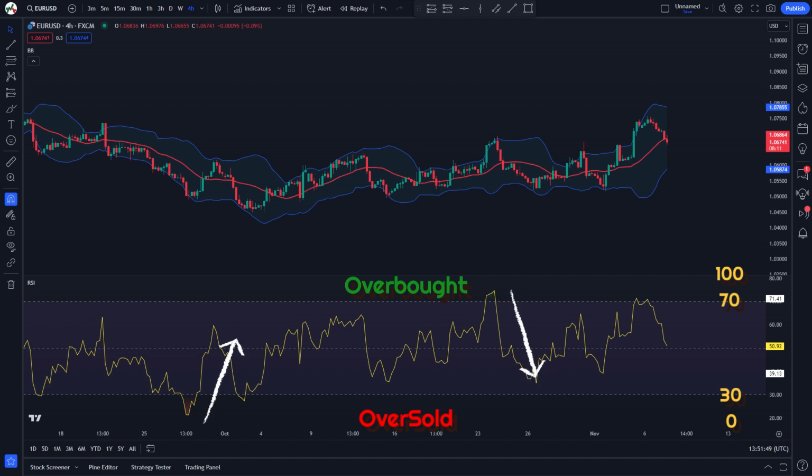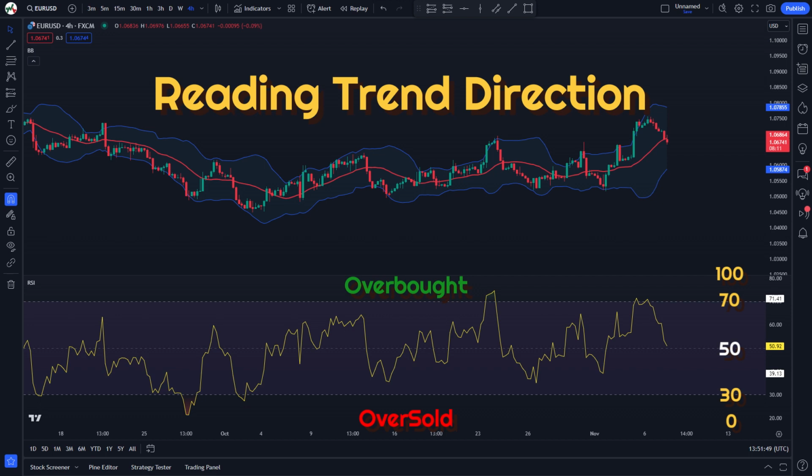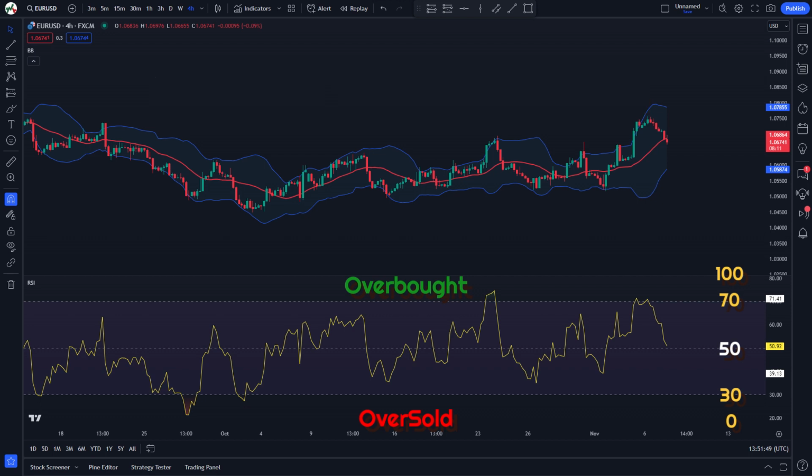In other practices, RSI users can add the 50 level, which is used to measure the bullish or bearish trend, the reading of the trend direction. If the RSI line is below the 50 level and is pointing downwards, it means the trend is bearish. If the RSI line is above the 50 level and is pointing upwards, it means that the trend is bullish.